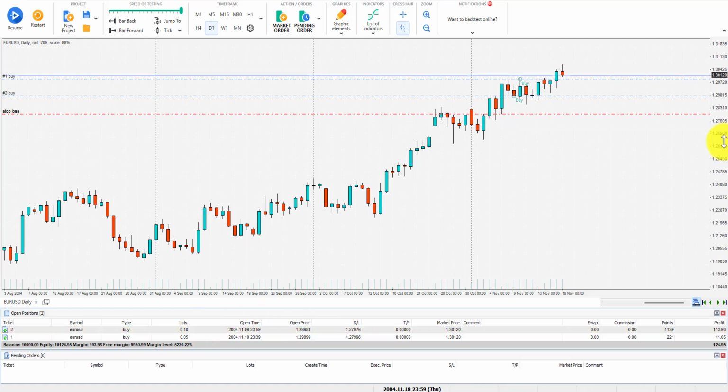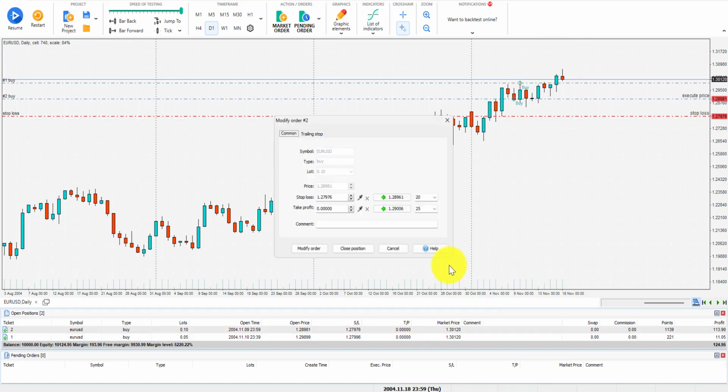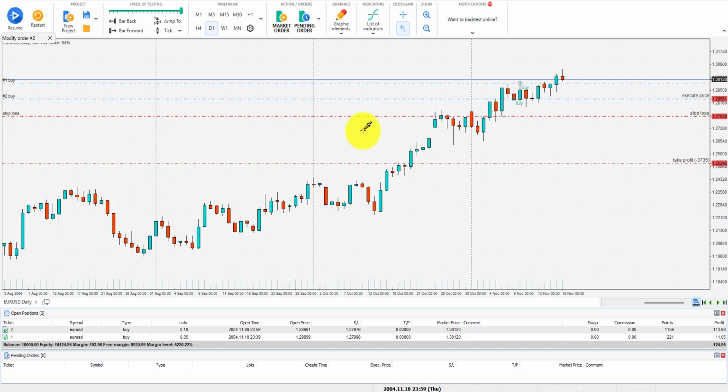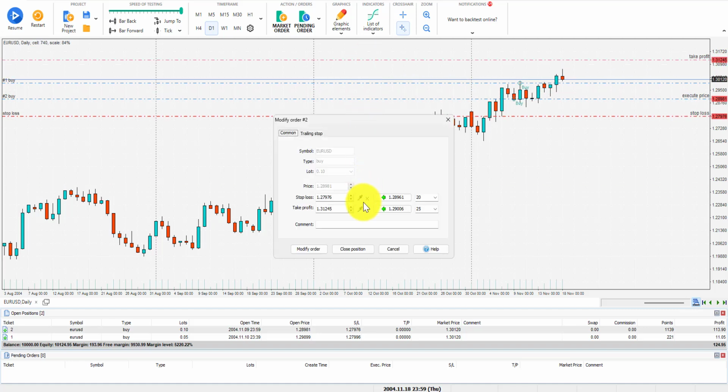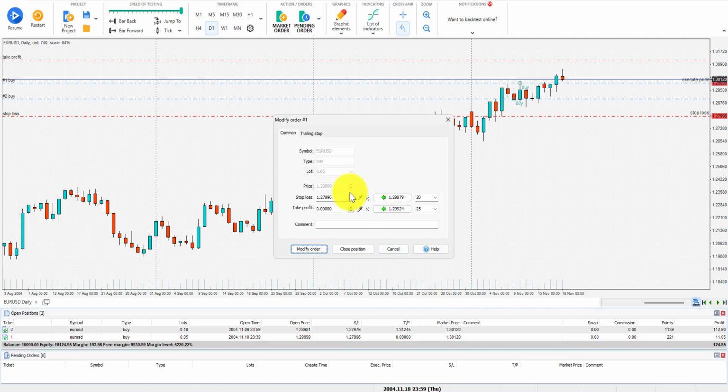Everyone following? So let's say that we're going to modify this one, and we'll put our take profit here. We'll do the same, 1.31245. Wow. Remember those days when the euro was up there?